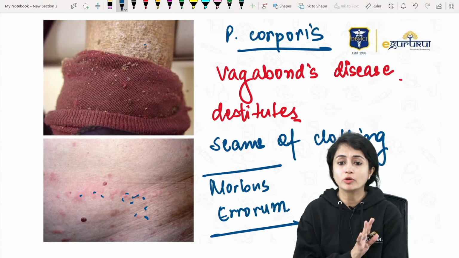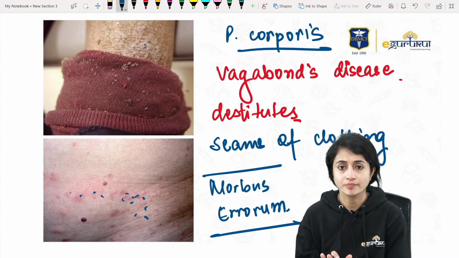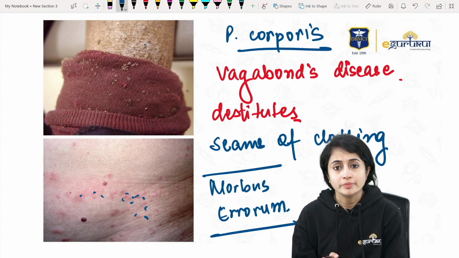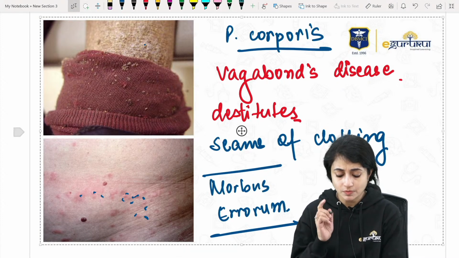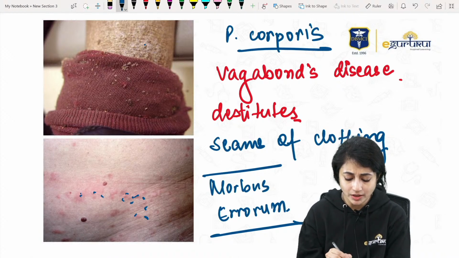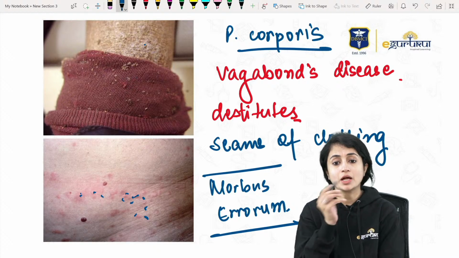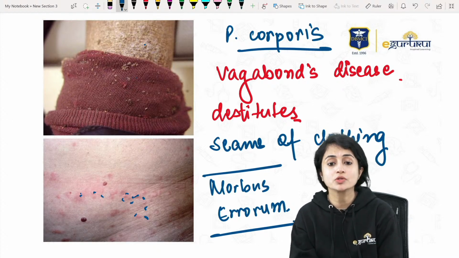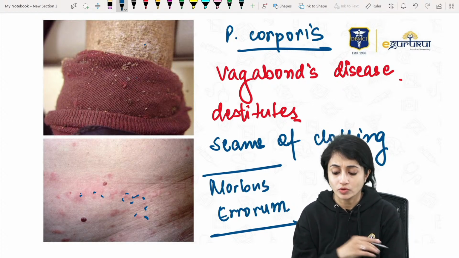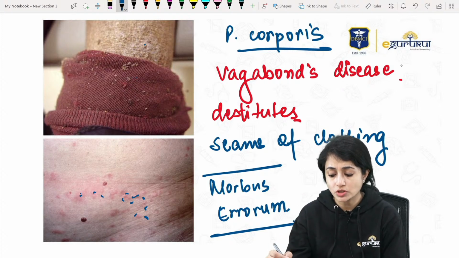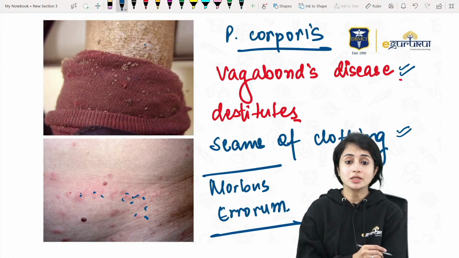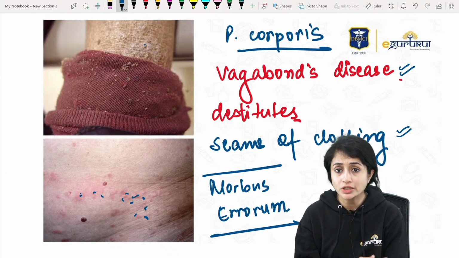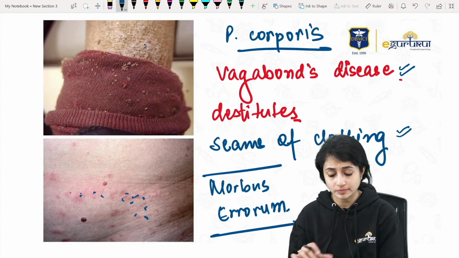Dermatology is all about images and names. Images, names, images, names. So morbus errorum is basically the PIH that is left behind when the lice come to the skin, take a blood meal, and go back. You should know that corporis is also called vagabond's disease, and here you actually see the lice in the seams of clothing. So when you're treating, you have to actually treat the clothes.